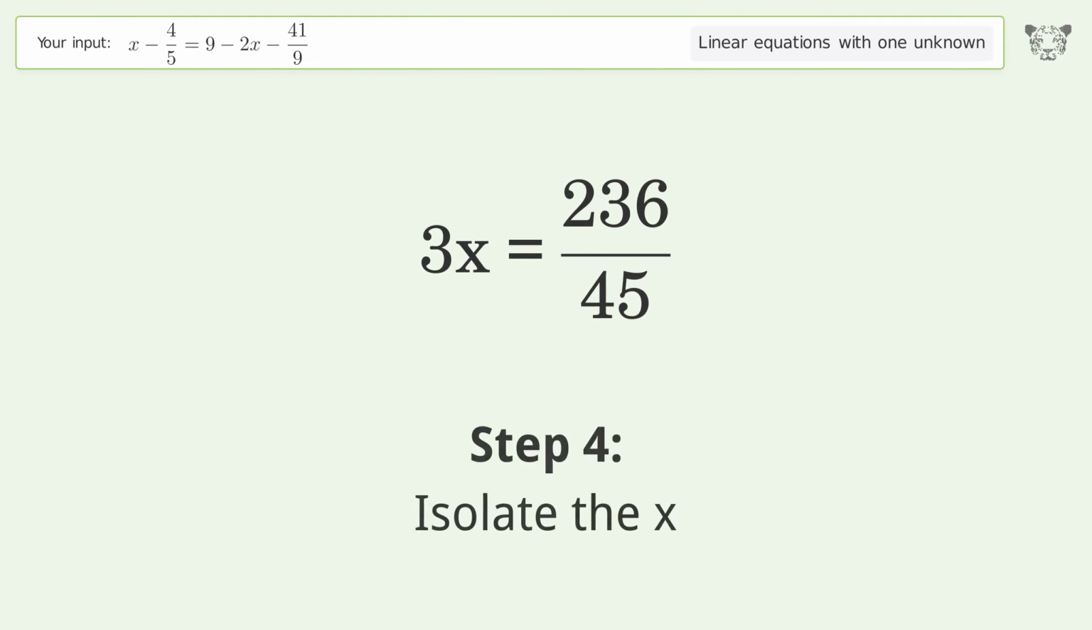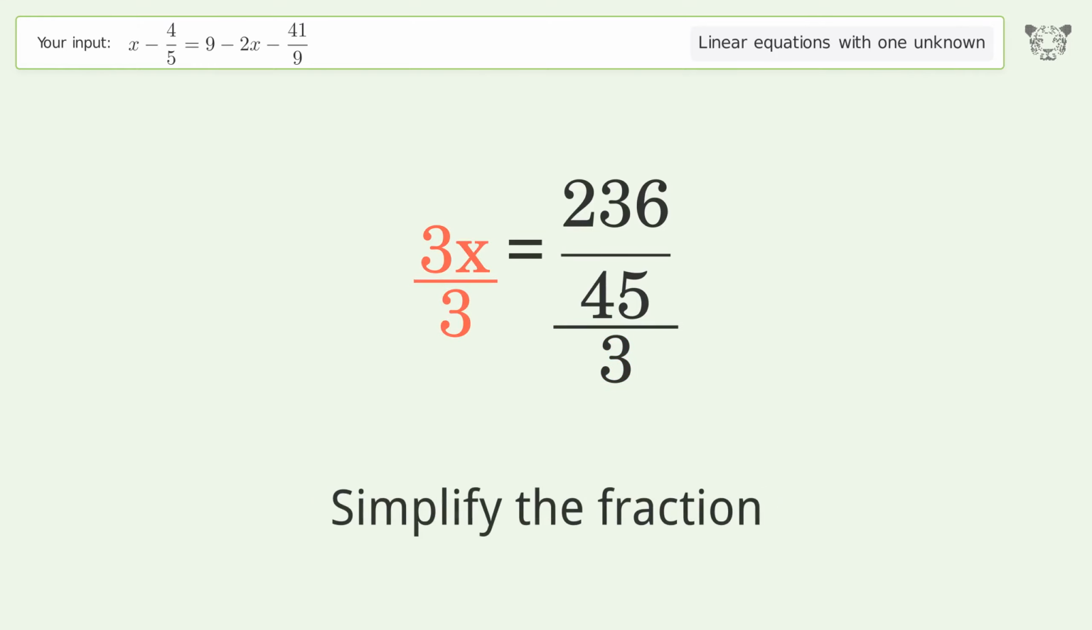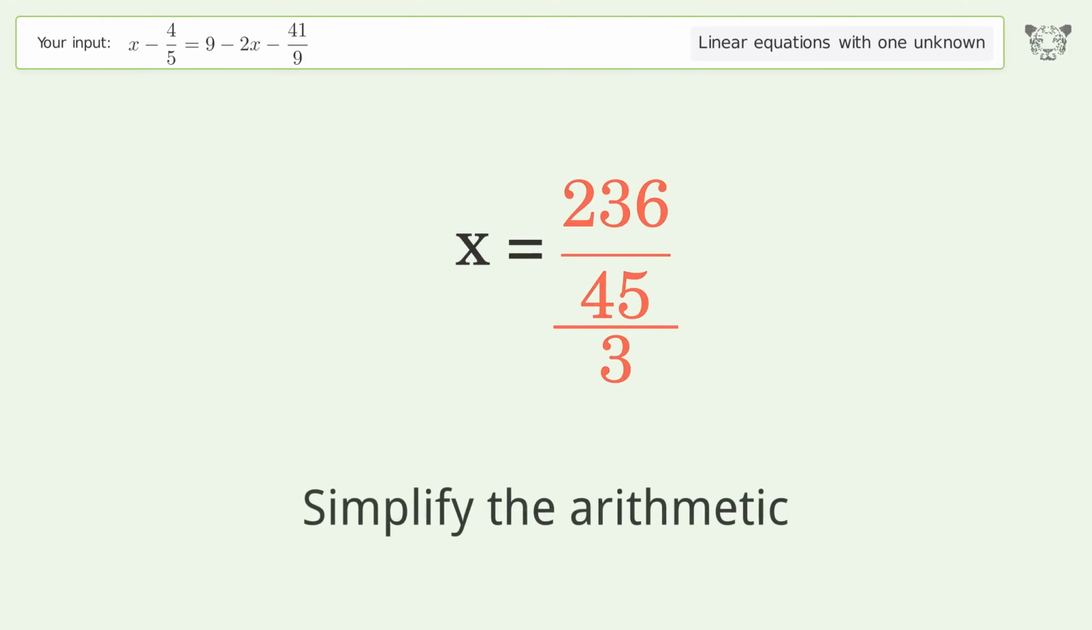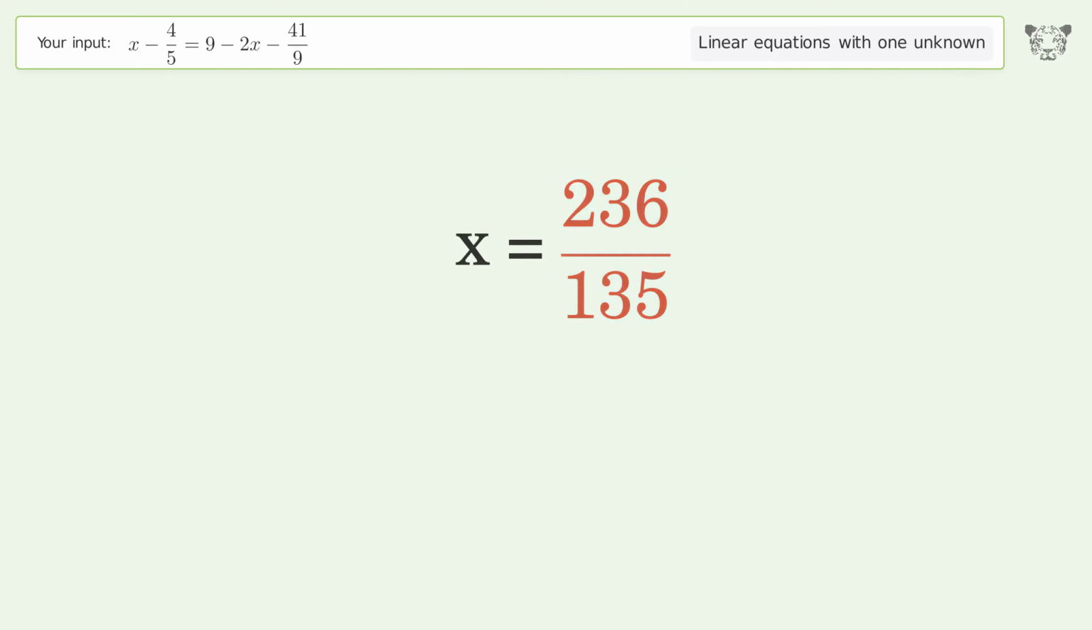Isolate the x. Divide both sides by 3. Simplify the fraction. Simplify the arithmetic. And so the final result is x equals 236 over 135.